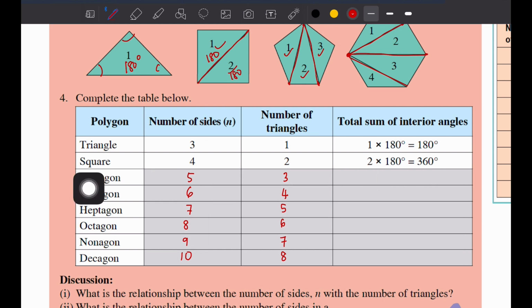So what if I want to know the sum of interior angles for pentagon? Pentagon has 3 triangles inside. Each triangle is 180, so you multiply 180 by 3. 180 times 3, you have 540. And so on. For example, hexagon, we know it has 4 triangles, and each triangle we multiply by 180.